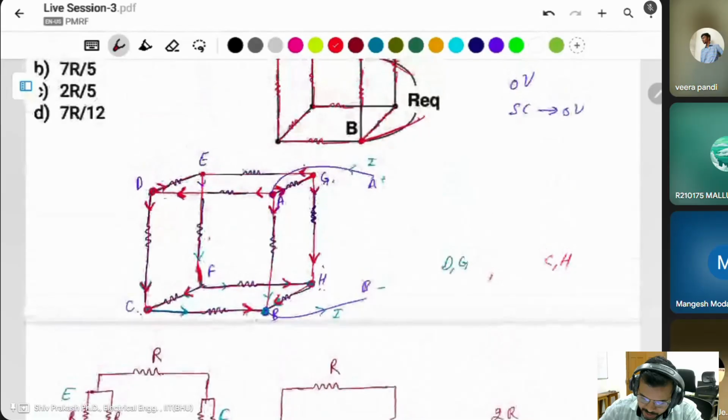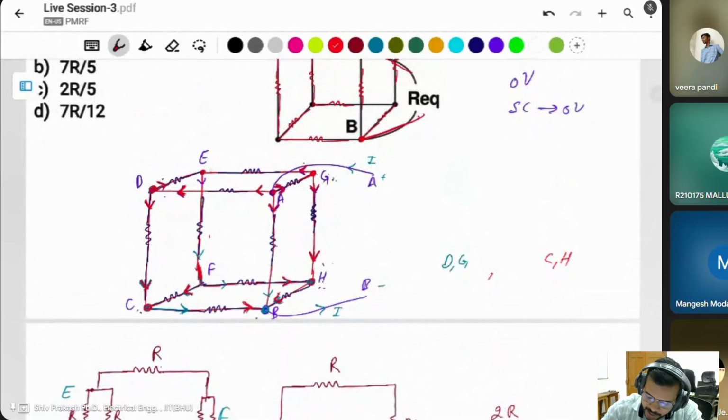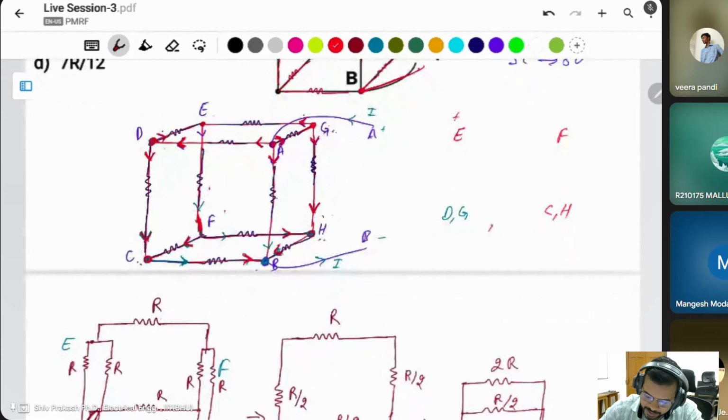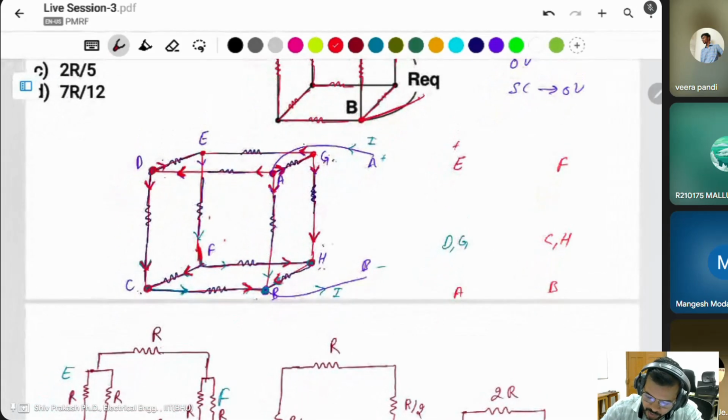Okay. Then the remaining parts are E and F. E is connected to D and G, so you can write it as the positive terminal. E is here, and the same F is connected to C and H, there. That's why we have written F is here. And A and B have a starting point. Okay, we have 1, 2, 3, 4, 5, 6, 7, 8 points. Same thing here, 1, 2, 3, 4, 5, 6, 7, 8 points are there.